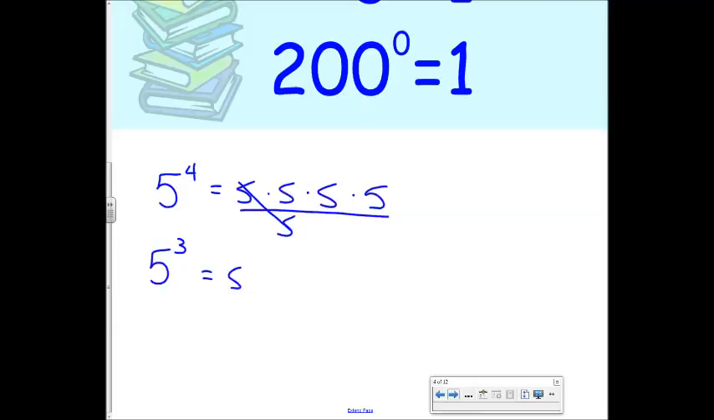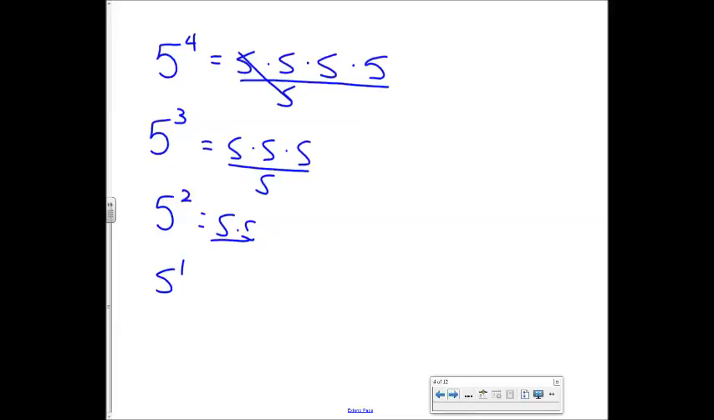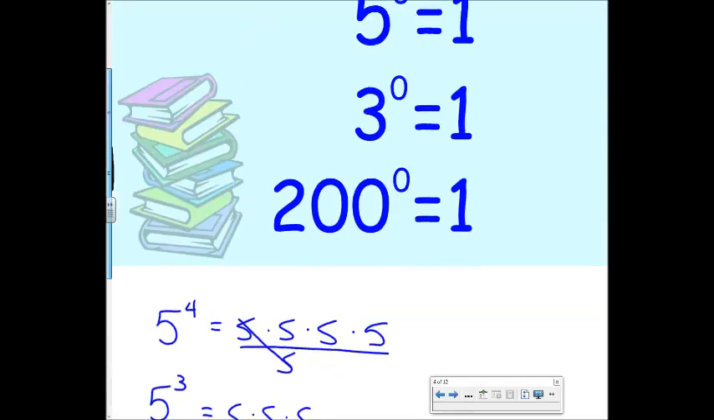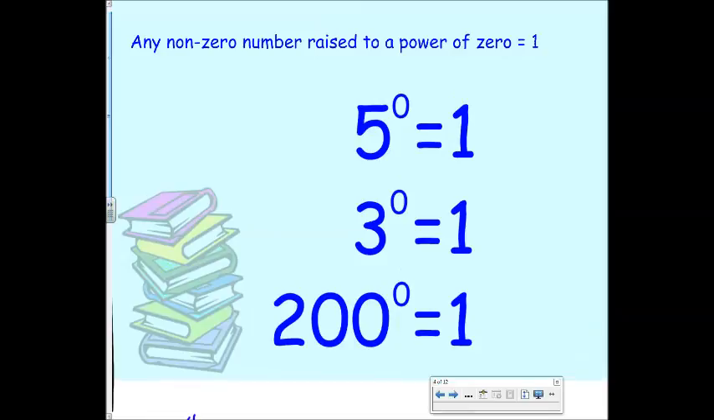So then how do I get to 5 to the 2nd? Divide again, which gives me 5 times 5. And then how do I get to 5 to the 1st? Divide again, and then I get just 5. And then how do I get to 5 to the 0? Divide again, and what's anything divided by itself? 1. So that's where that comes from. That's why anything to the 0 power is 1, because essentially this is like 200 divided by 200, 3 divided by 3, or 5 divided by 5. So all of those things to the 0 power will always give you 1. All right, they don't give you 0, they equal 1. Anything to the 0 power is 1.